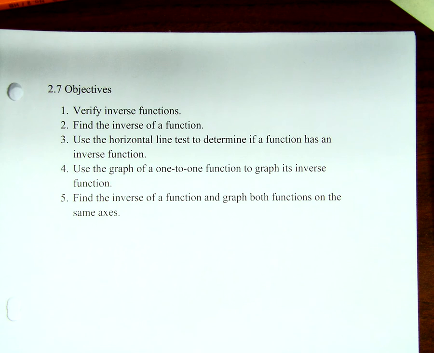Verify inverse functions. I was trying to say find and verify at the same time. Sorry. Number 2, find the inverse of a function. Number 3, use the horizontal line test to determine if a function has an inverse. Number 4, use the graph of a one-to-one function to graph its inverse function. And number 5, find the inverse of a function and graph both functions on the same axes.